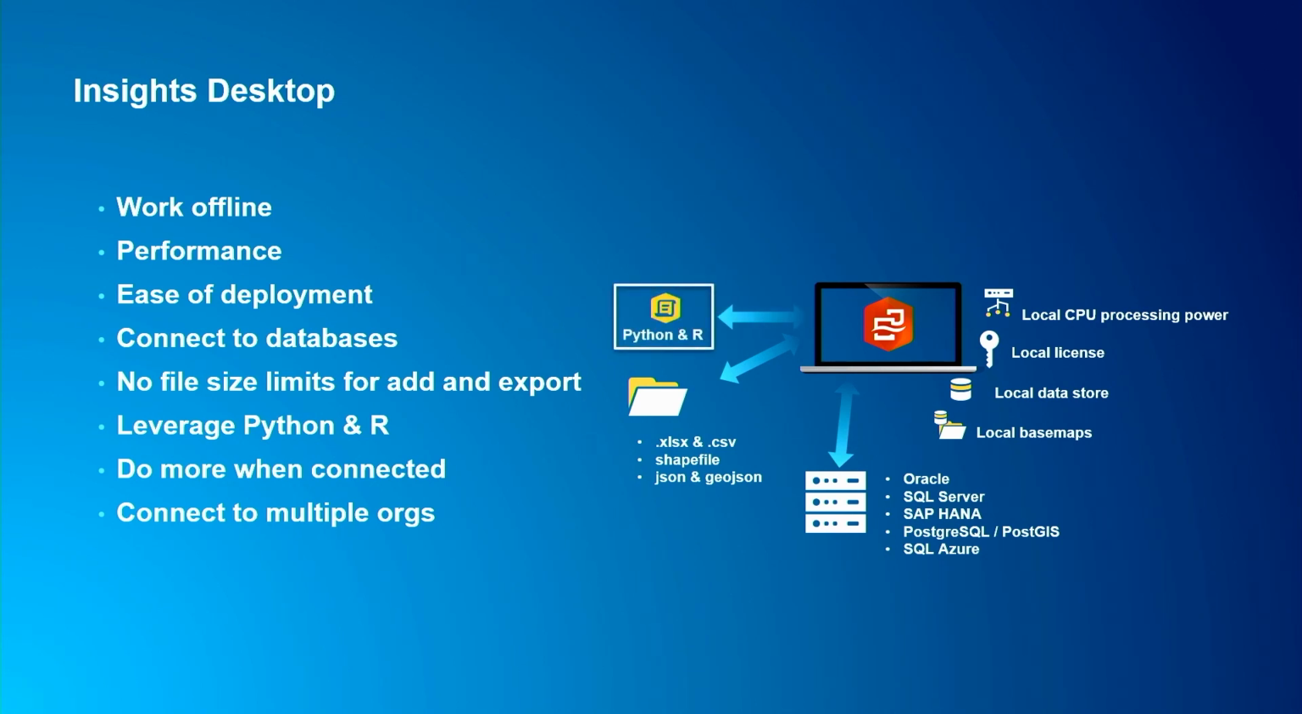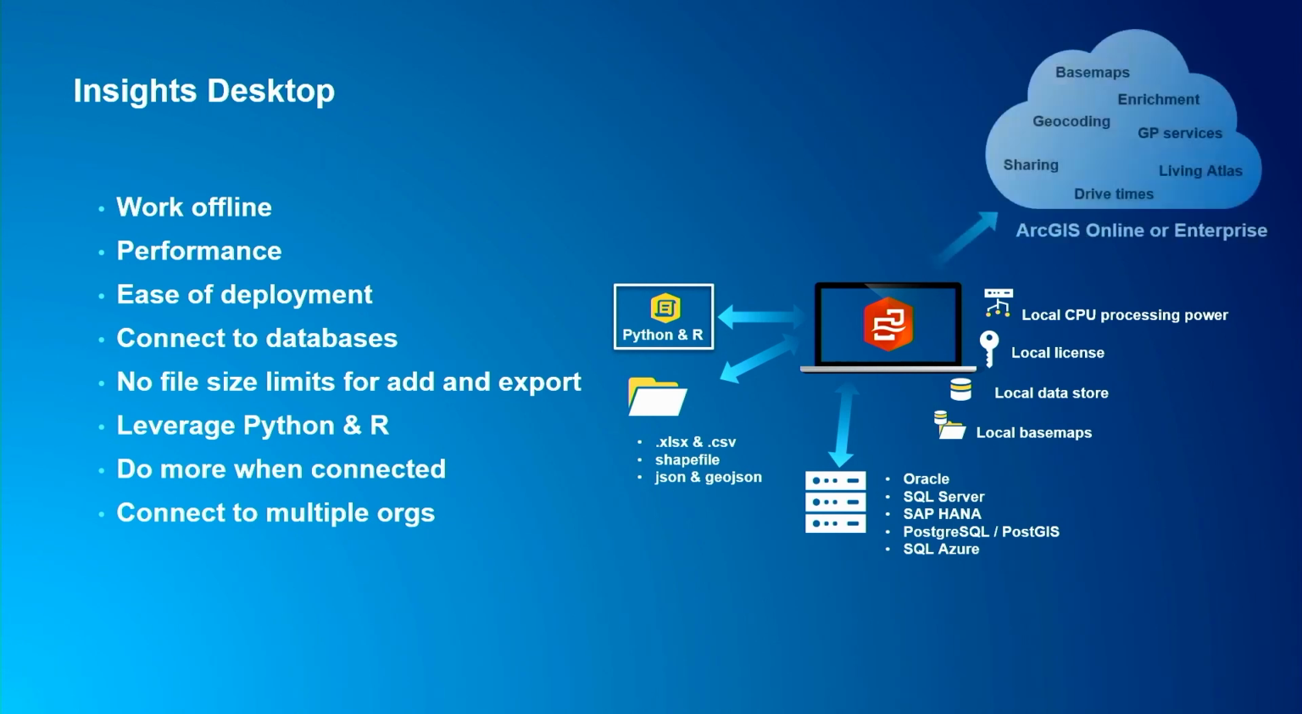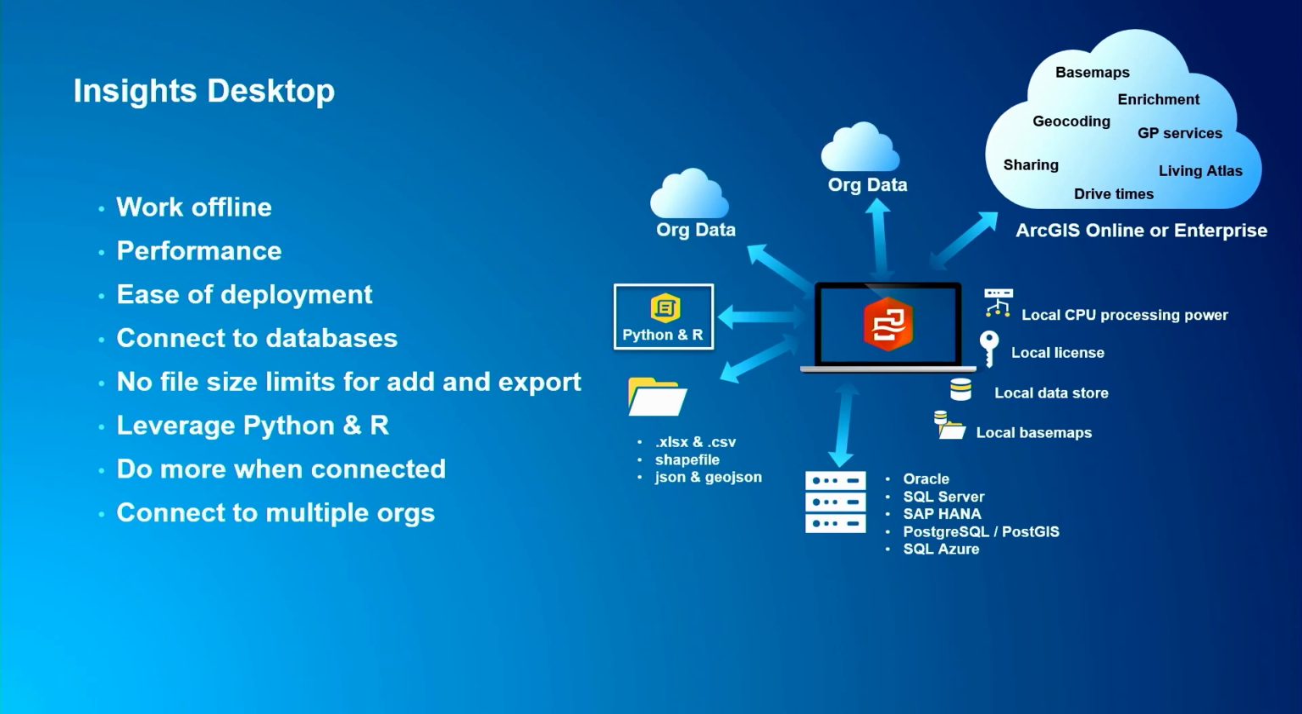Python and R is also possible. If you have your own notebook or Jupyter kernel that you want to connect to, absolutely. With Insights Desktop, connect to it, do analysis, connect to more data sources through Python and R. And when you connect to an online or enterprise org, you can do more. Take advantage of those location-based services. And guess what? You can even connect to multiple orgs. Insights Desktop supports connecting to multiple enterprises, an online org, and multiple enterprises even.